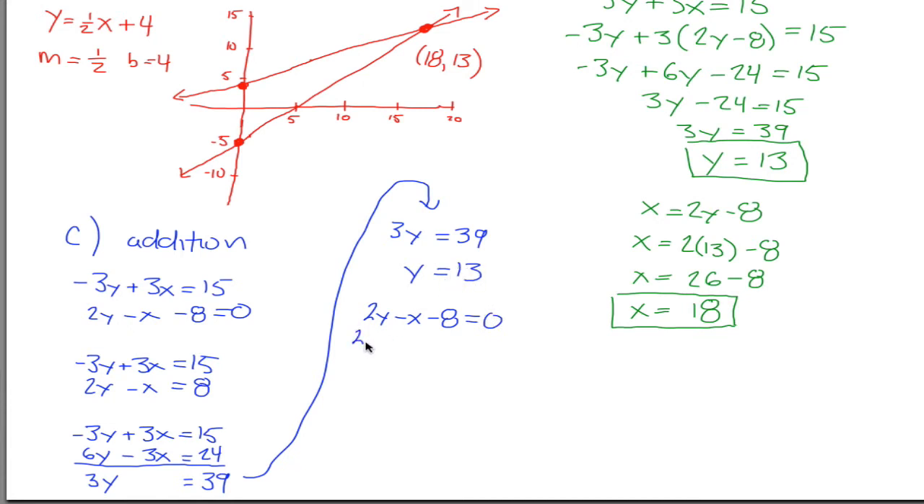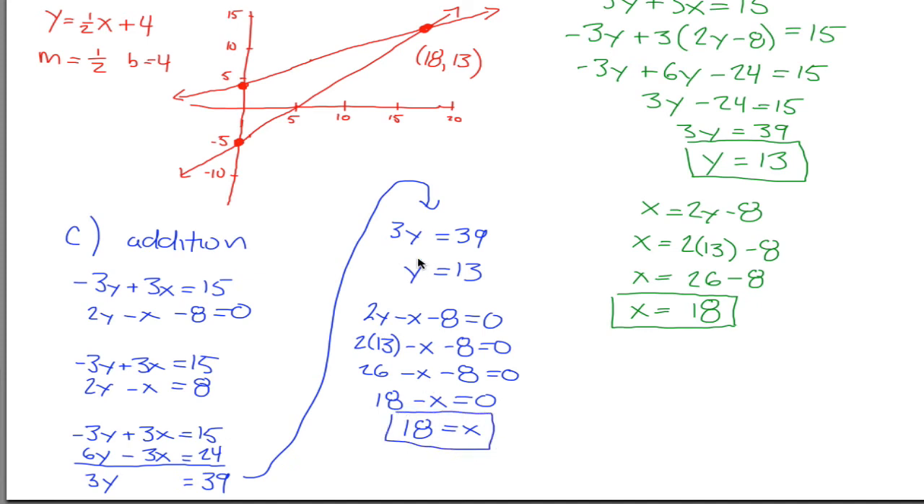So I got 2 times 13 minus x minus 8 equals 0. I got 26 minus x minus 8 equals 0. 26 minus 8 is 18 minus x equals 0. And now if I add x to both sides, I get that 18 is what x is. So I get x equals 18 here, and y equals 13 here. Same thing I got here, same thing I got here. I guess that's the end of this problem.